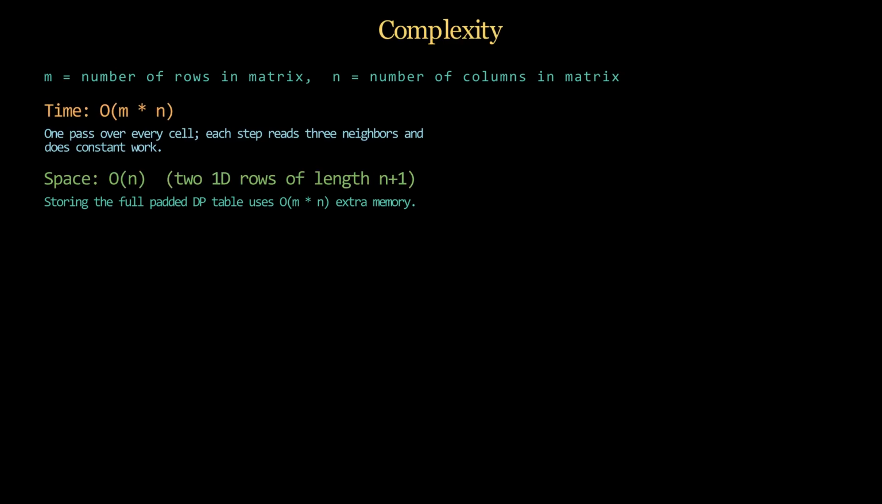Let m be the number of rows and n the number of columns in the binary matrix. Time is O of m times n, we fill each DP cell once with constant work. Space is O of n when we keep only 2 one-dimensional rows of length n plus 1 for the 0 pad. If you store the entire 2-dimensional DP table, space is O of m times n.